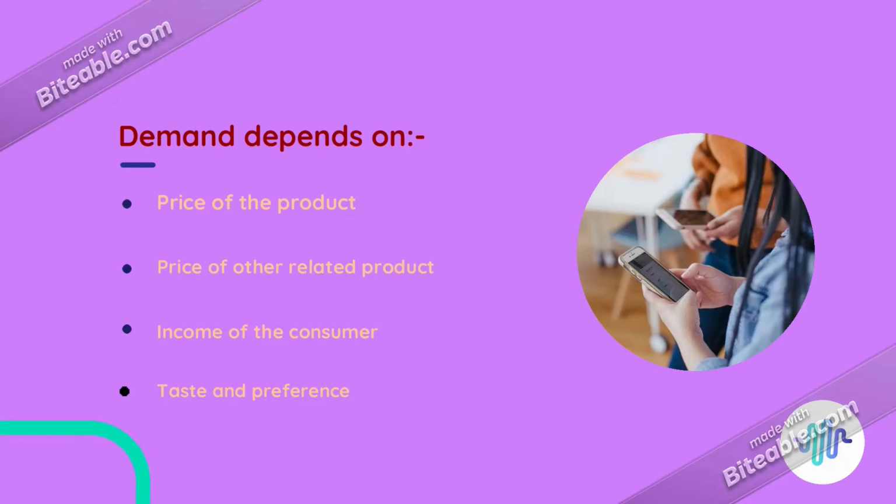And the third one is income of the consumer. This is a very important factor because the purchasing power of the consumer is determined by his level of income. Whatever income he has, he can spend on his daily needs, right? Fourth one is taste and preferences. Finally, the taste and preferences of the consumers also matter, which in turn influence their choice of purchasing the product.